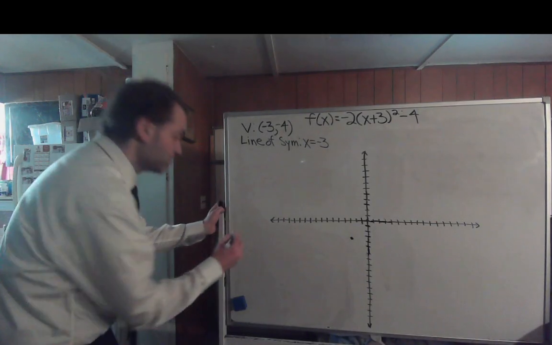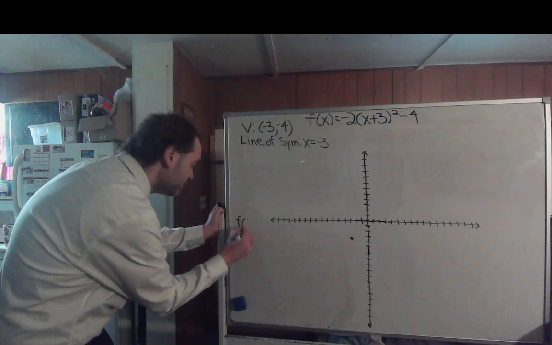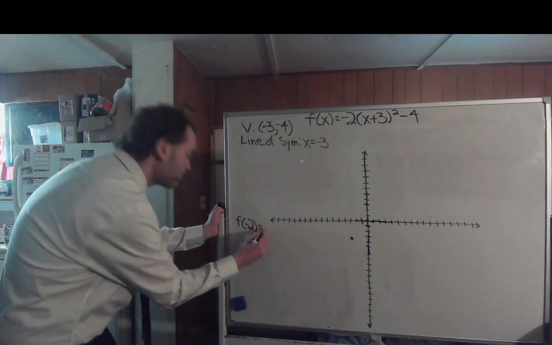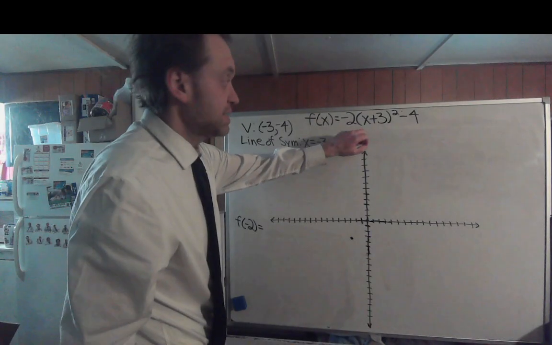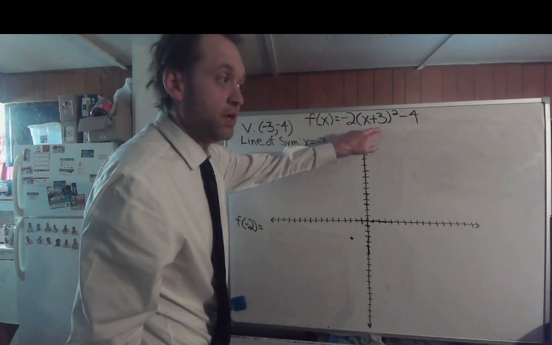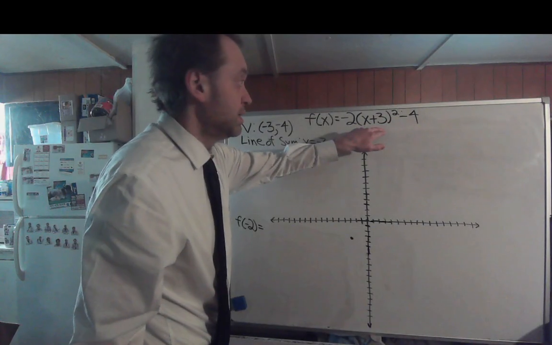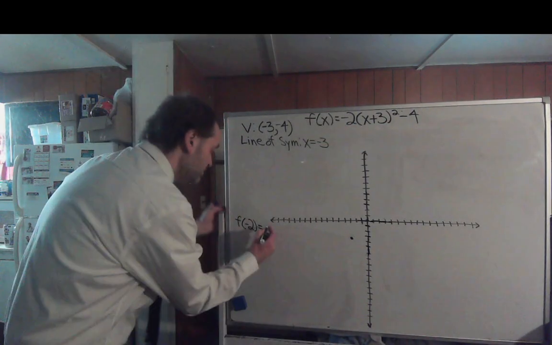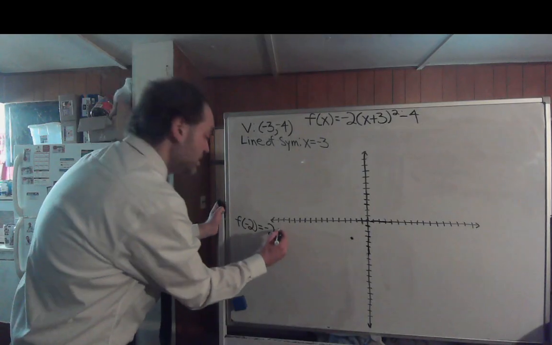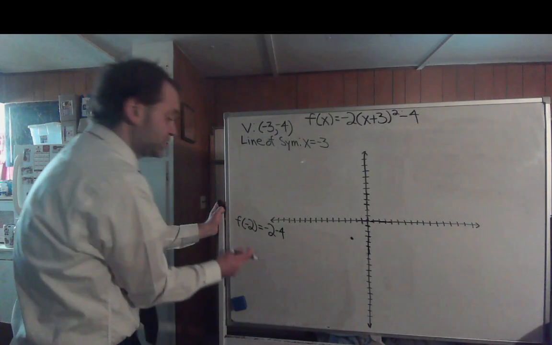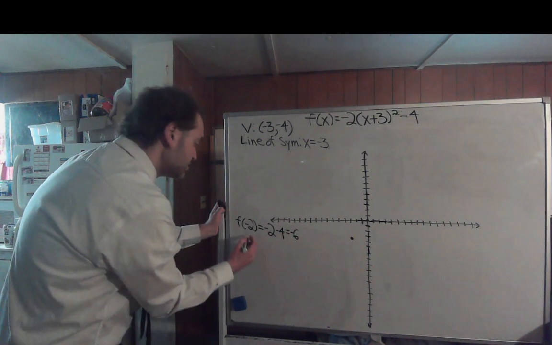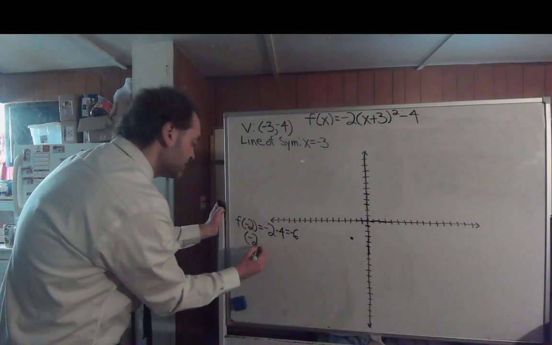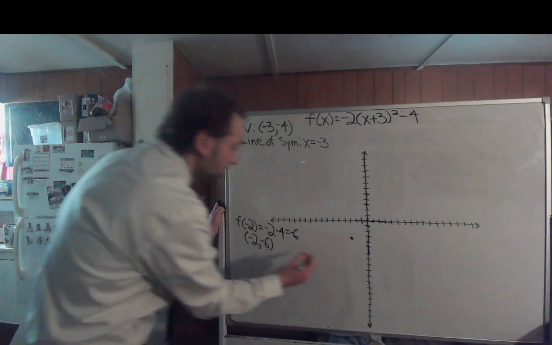So let's go to the right. Let's put in f of negative 2. All right? So if I take negative 2 for my x, negative 2 plus 3 is 1. 1 to the second power is 1. Times that negative 2 gives me negative 2, minus 4, well, that's going to put me at negative 6. So I'll end up getting the point negative 2, negative 6.